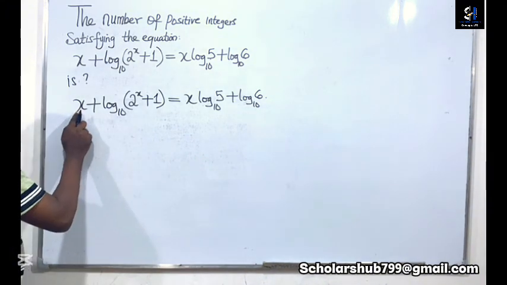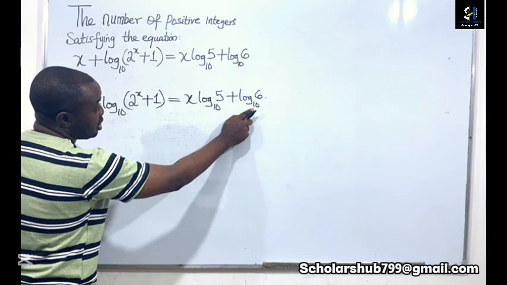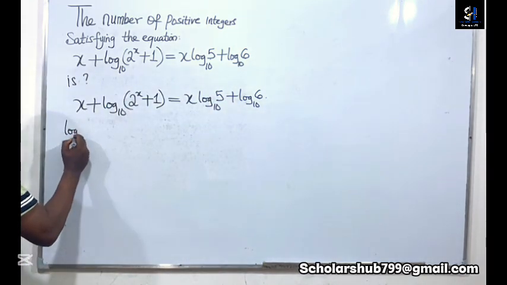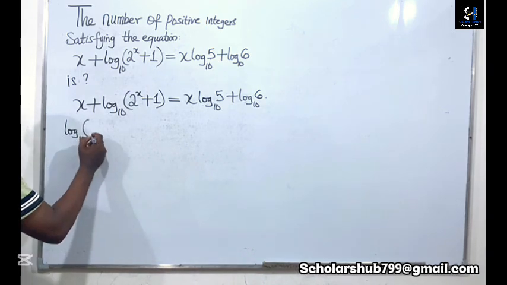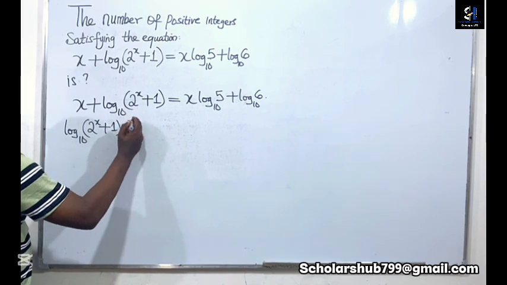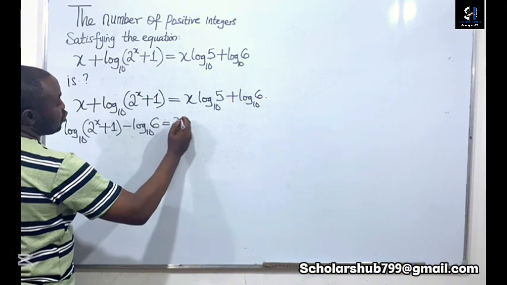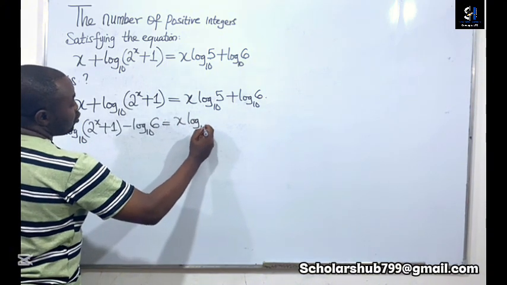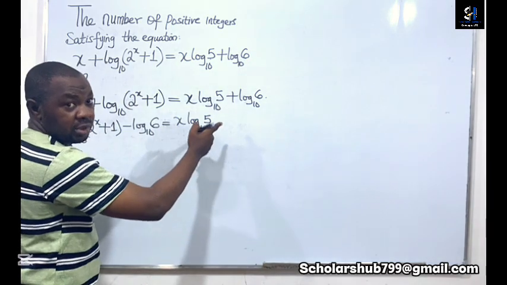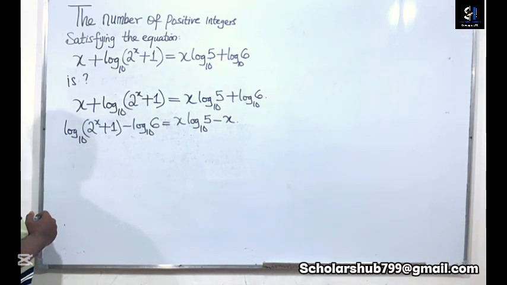Now I'm going to carry this x over to the right hand side, and I'll carry the log to base 10 of 6 over to the left hand side. So the left hand side will be log to base 10 of (2 raised to the power of x plus 1) minus log to base 10 of 6 equals x log to base 10 of 5. When this crosses the equality sign to the other side, it will become minus x.